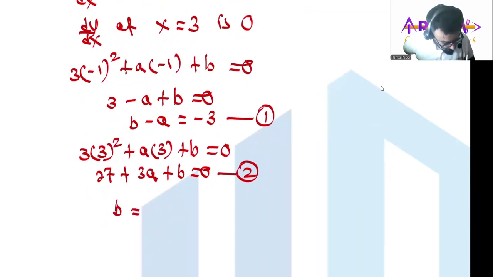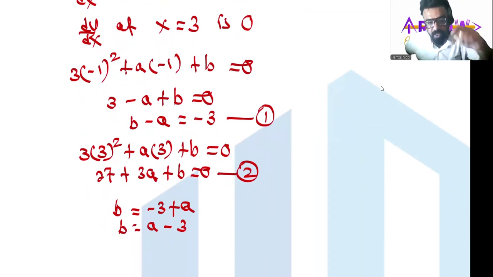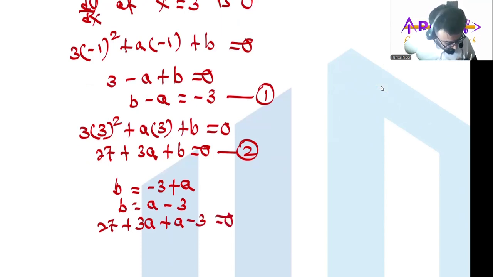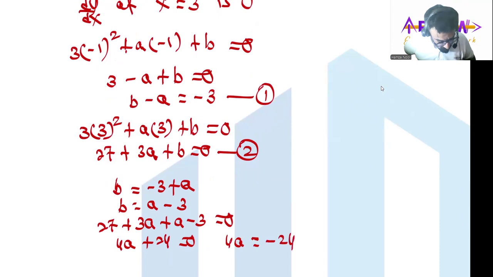Okay, so if I make b the subject, b is equal to -3 plus a, meaning b is equal to a minus 3. Here we have equation number 3. I'm going to substitute this into equation number 2. So 27 plus 3a plus, in place of b, a minus 3, and this whole thing is equal to 0. Okay, so 3a plus a is 4a, and 27 minus 3 is 24. So 4a plus 24 is equal to 0, meaning 4a is equal to -24.